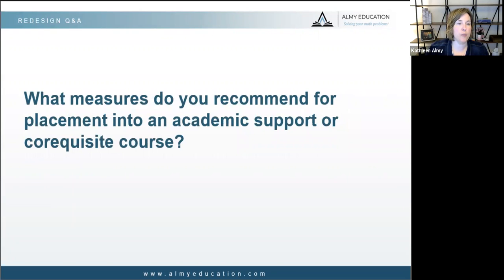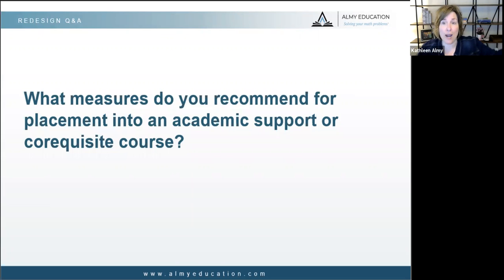What measures do you recommend for placement into an academic support or co-requisite course? You can use GPA, you can use ACT, SAT. The main thing is that we can use multiple measures, and we can use this or this or this. We don't have to use this and this, although you can. But remember, when you first start a co-req, let in more students than you think, and then track the data. Look at who did what, and is there any correlation between the students with this placement score or this GPA or whatever? How did they do in the co-req?